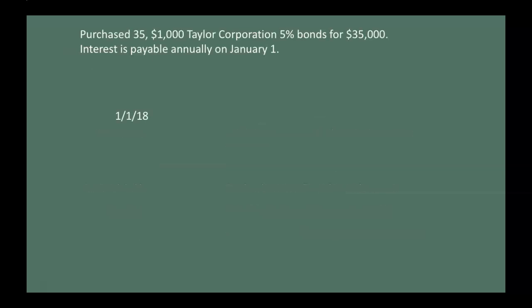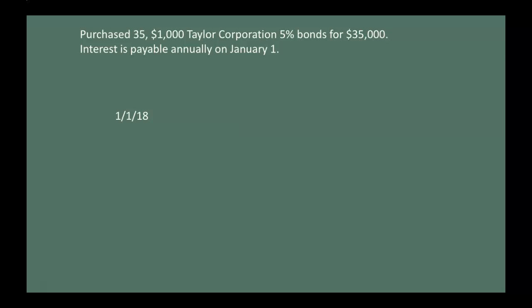We are purchasing 35 $1,000 Taylor Corporation 5% bonds for $35,000. Interest is payable annually on January 1st. So right now we need to record the entry for the purchase of these bonds, the purchase of the debt investments. So before we talk about that journal entry, let's break down what that first sentence is even saying.